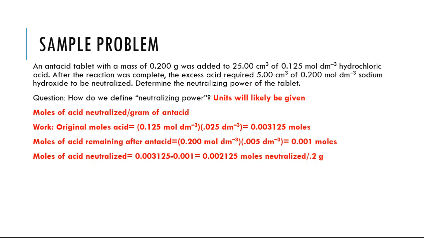Okay? So 0.002125 moles were neutralized per 0.2 grams. So then we could say that the neutralizing power was 0.0106 moles of acid per gram of antacid.